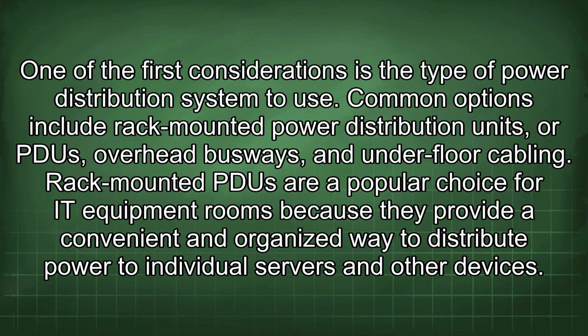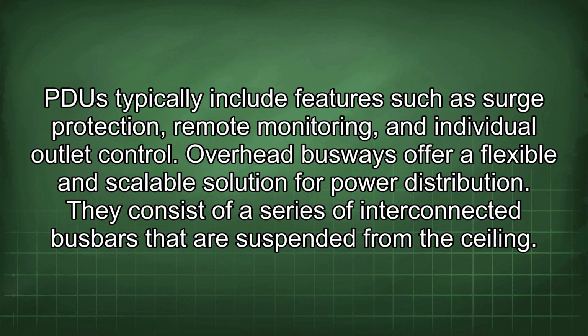One of the first considerations is the type of power distribution system to use. Common options include rack-mounted power distribution units, or PDUs, overhead busways, and underfloor cabling. Rack-mounted PDUs are a popular choice for IT equipment rooms because they provide a convenient and organized way to distribute power to individual servers and other devices. PDUs typically include features such as surge protection, remote monitoring, and individual outlet control.